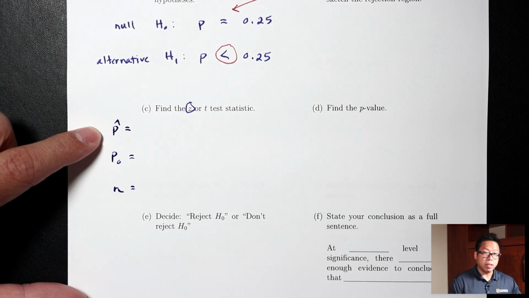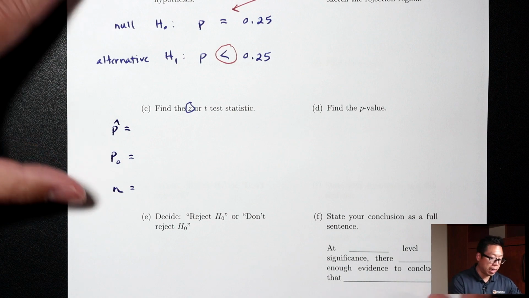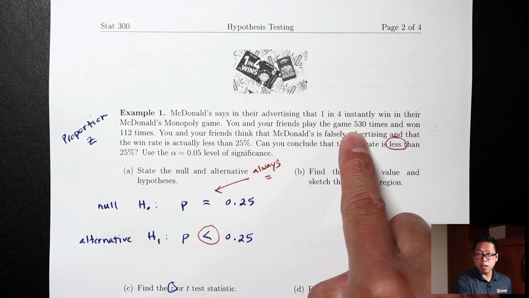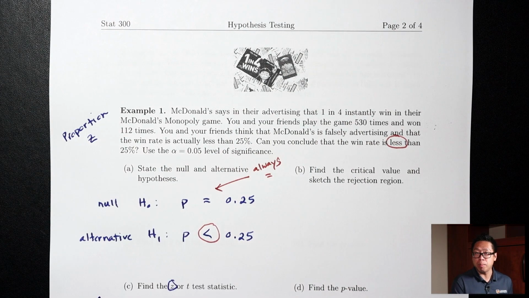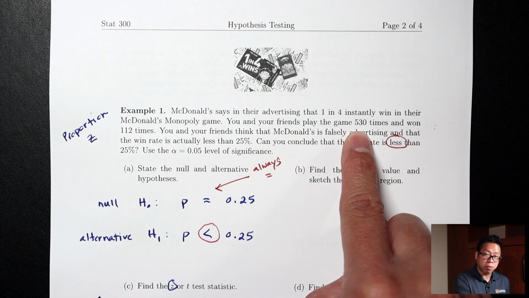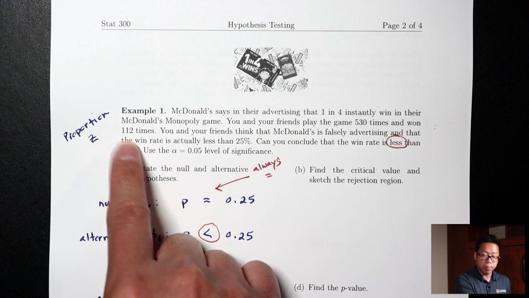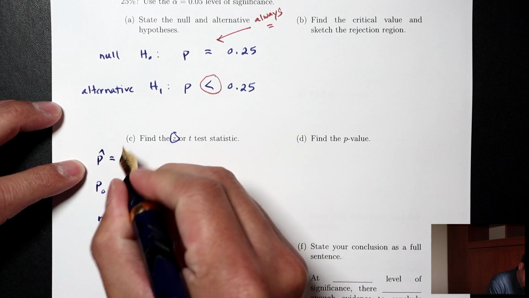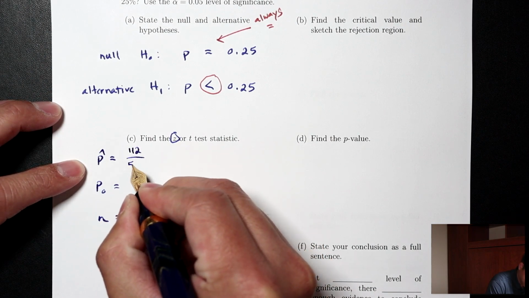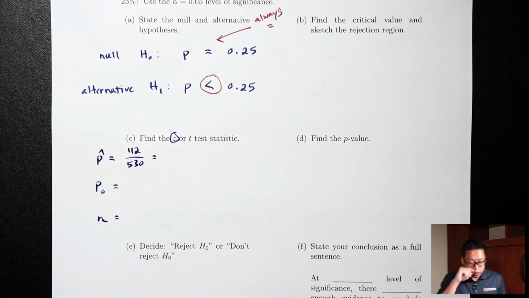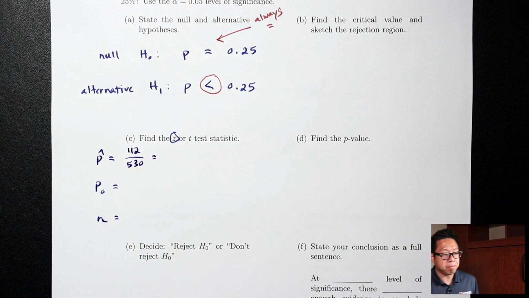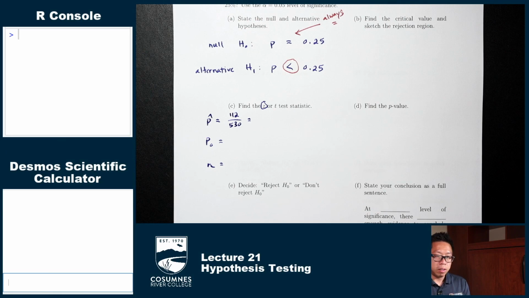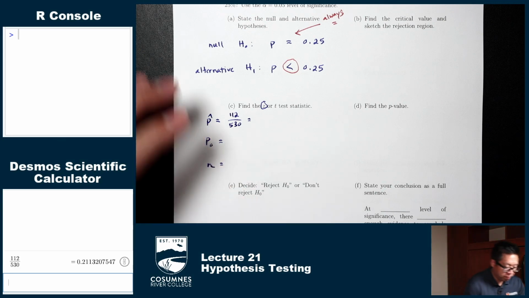Okay, so P hat is the proportion from our sample. Our sample, we played the game 530 times and we won 112 times. So we took a sample of 530 and out of those 530, we won 112 times. So our P hat, our proportion from the sample, would be 112 out of 530. Let me enter this into a calculator and then round to 3 decimal places. So 112 over 530 is 0.211.